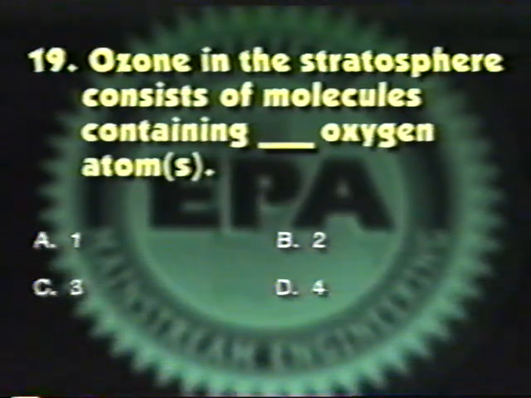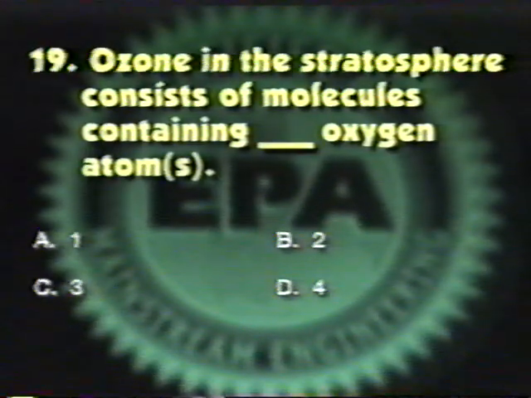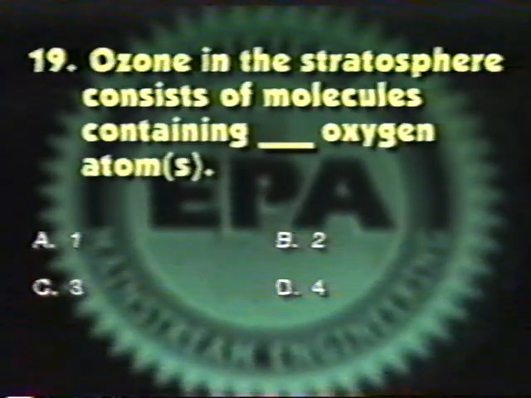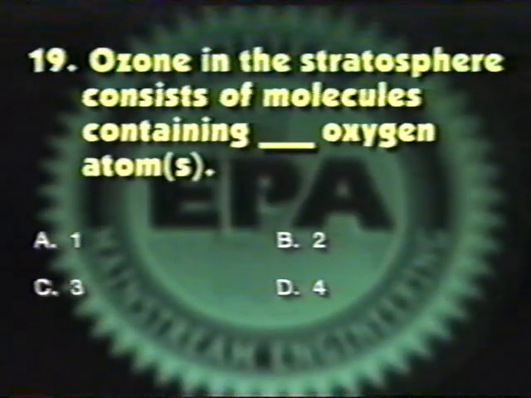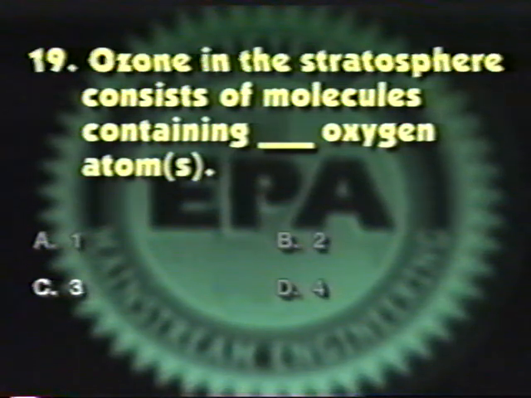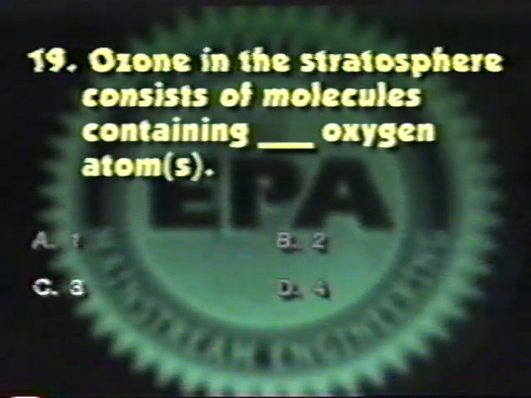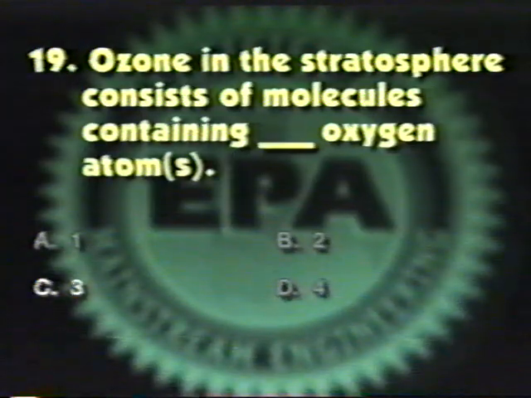Ozone in the stratosphere consists of molecules containing how many oxygen atoms? A. 1, B. 2, C. 3, D. 4. The correct answer is C. Ozone in the stratosphere above the Earth consists of molecules containing 3 oxygen atoms, O3.